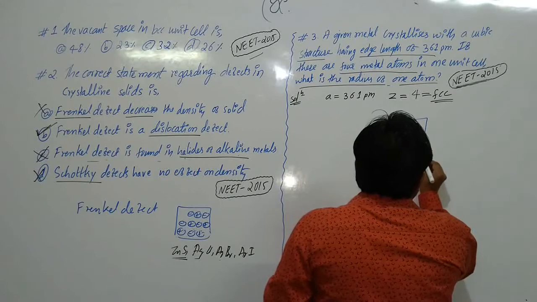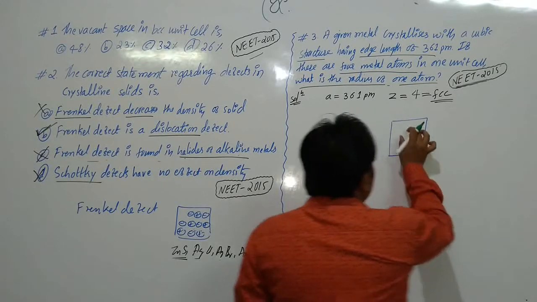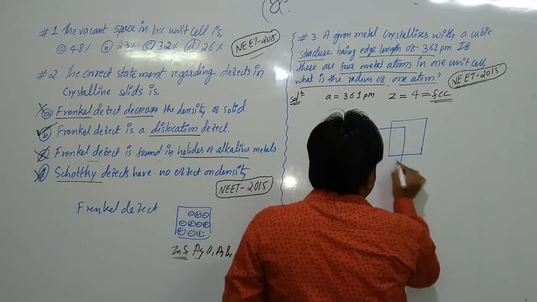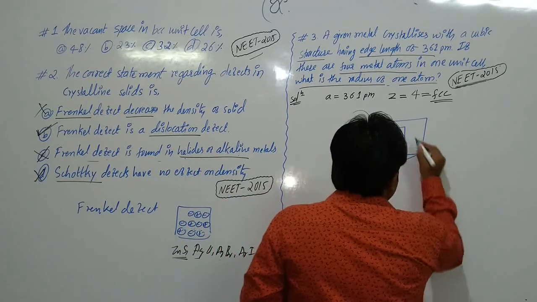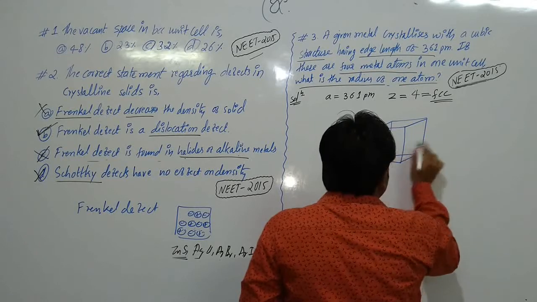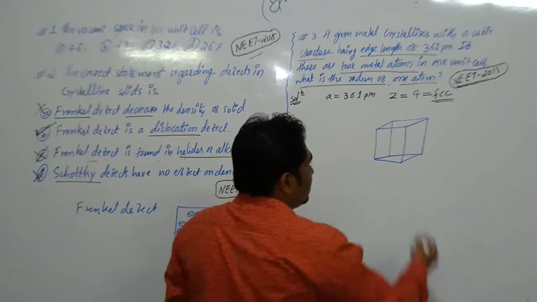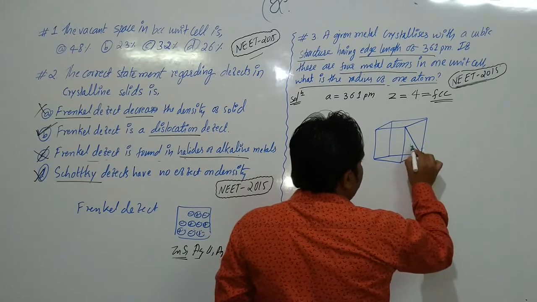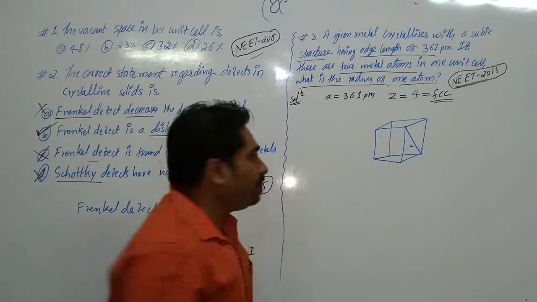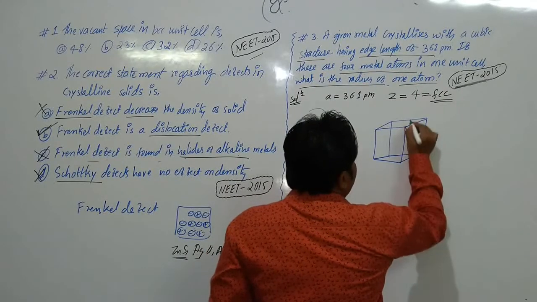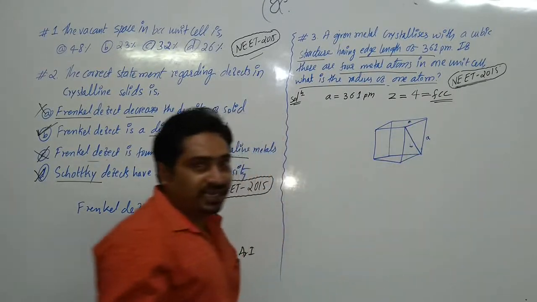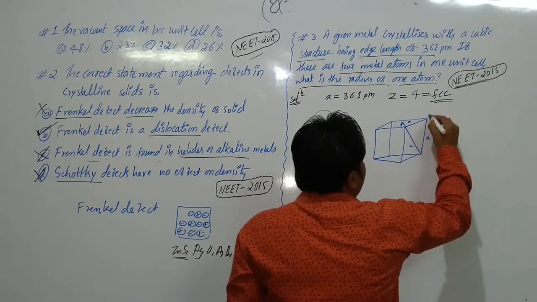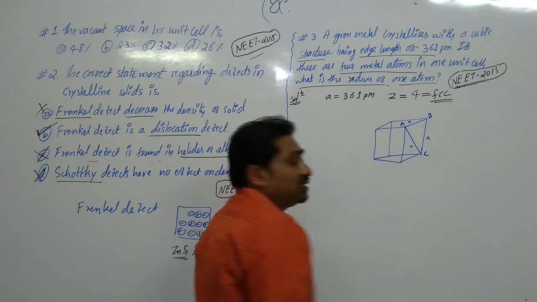For the sake of simplicity, I will consider only one face of the unit cell. Actually this is our entire unit cell. In this unit cell, I am going to consider only this face. So this is the face diagonal. I'll take it as B, and the side of the cube is nothing but the edge length. So edge length is taken as A. Let us take this as A, B, C.